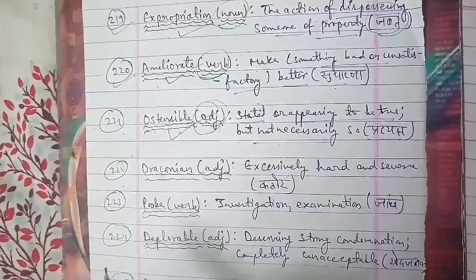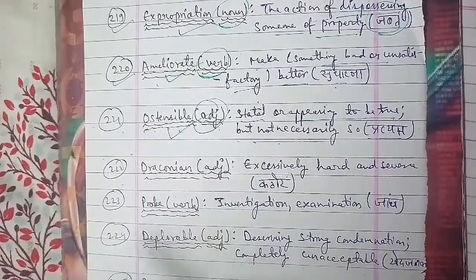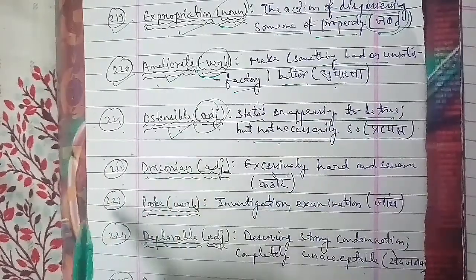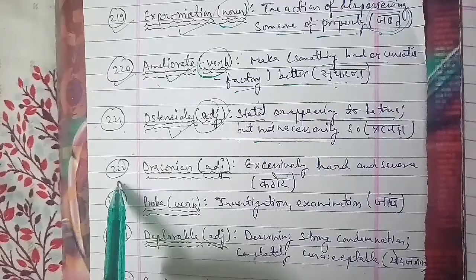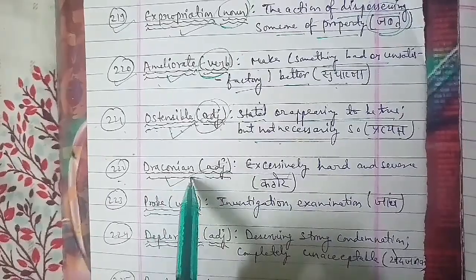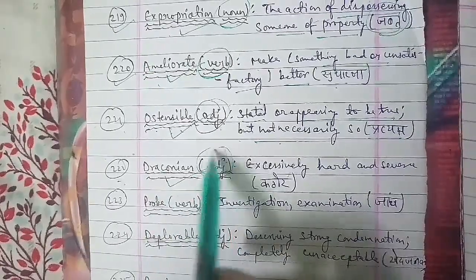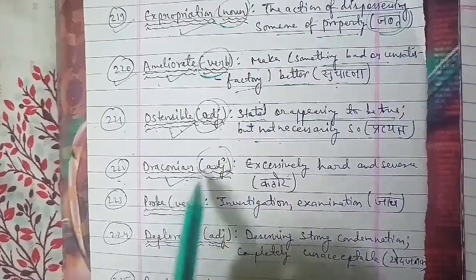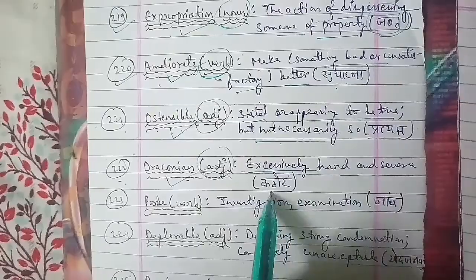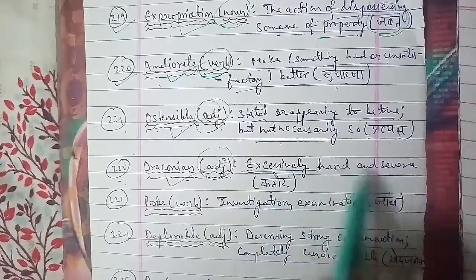Then in that case we can use the word ostensible. Now the next word is your 222 word, and the word is draconian. Draconian is a word that is used as an adjective. Draconian is also a new word here, and the meaning of draconian is excessively hard and severe. जो बहुत ज़्यादा hard और severe हो, जिससे हम कहते हैं कठोर होना. Then in that case we can use the word draconian there.